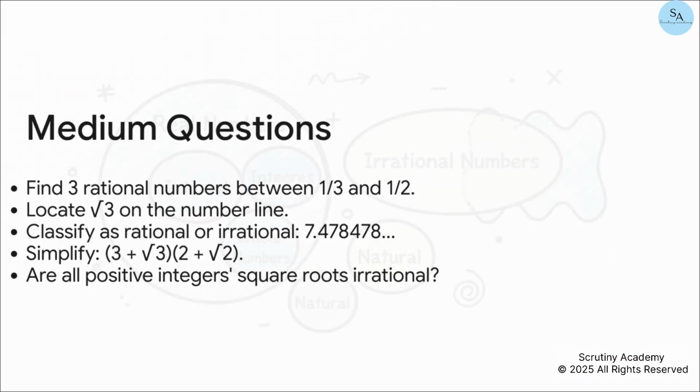These are going to make you think a bit more. Take a look at number 1. Finding 3 numbers between 1/3 and 1/2. That's a perfect time to use that n+1 method we talked about. And number 9 is a great one. Are the square roots of all positive integers irrational? What do you think? The answer is a big no. Just think about the square root of 4. That's 2. Or the square root of 25. That's 5. Those are integers, which means they are definitely rational.